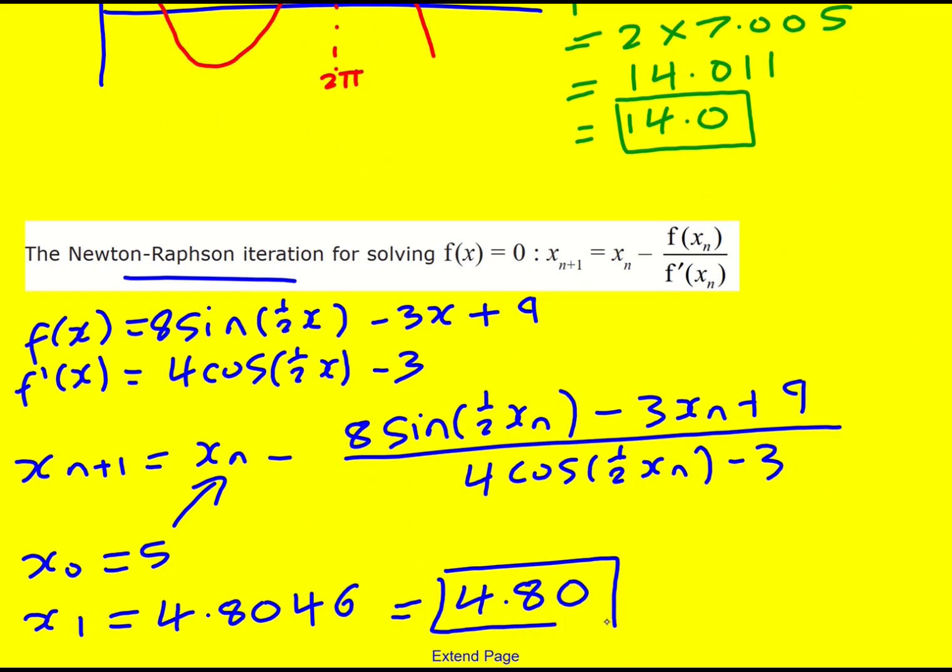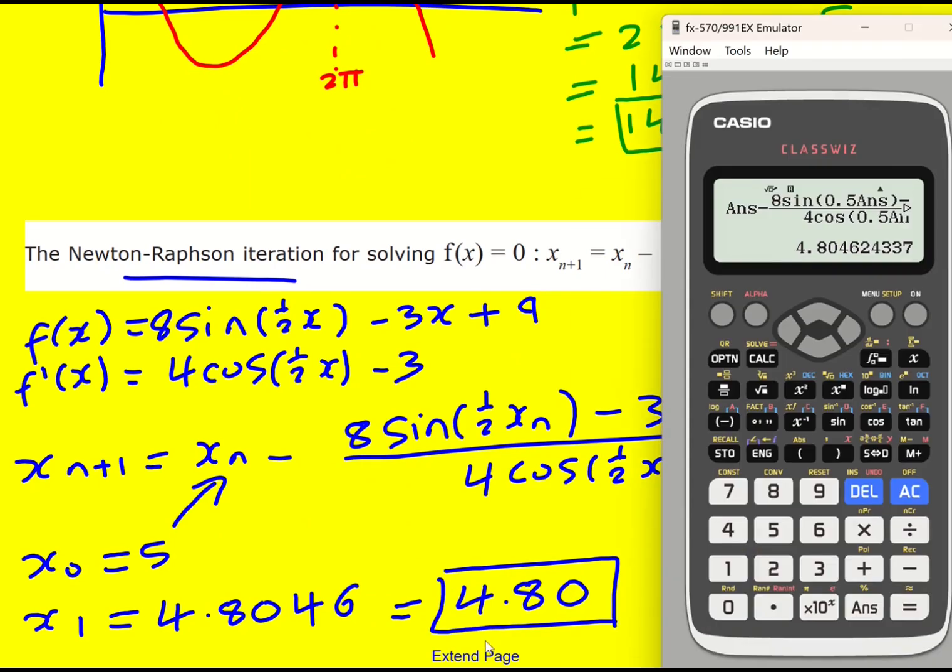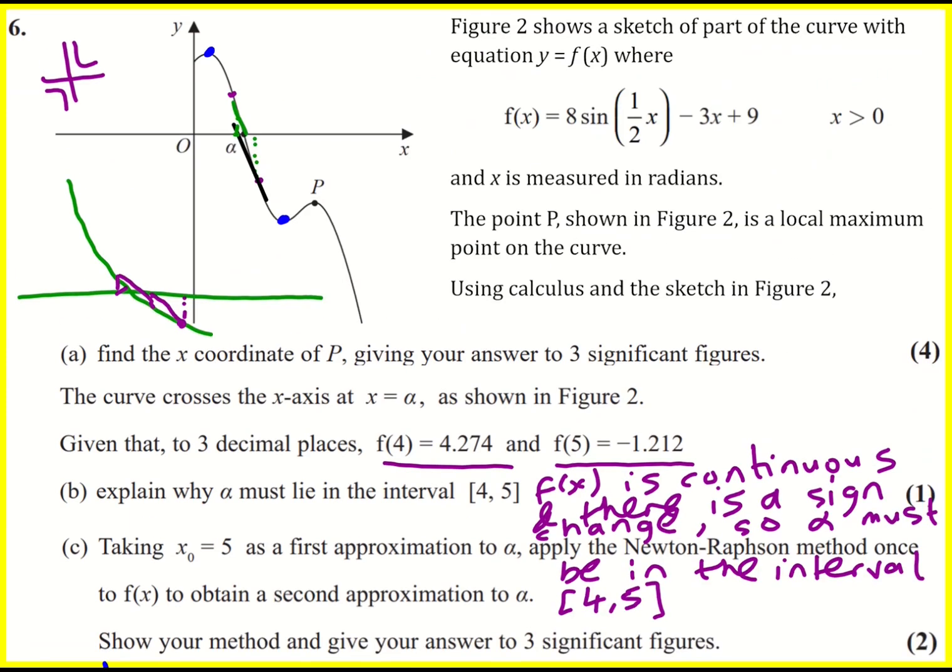Gives us 4.80. The nice thing about putting it in the calculator like this is that you can just keep pressing equals and it will use the new value in place of answer. And wow, we actually get a very good approximation very quickly. So 4.80 is, in fact, the true answer to 3 significant figures. Well done.